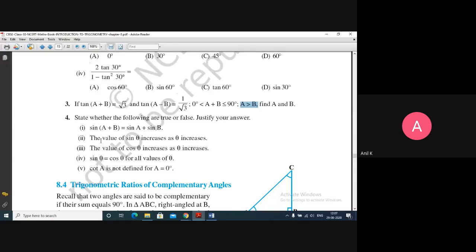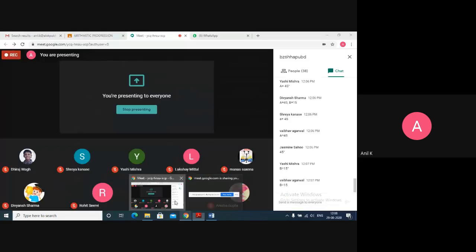Next one is the fourth example. State whether the following are true or false and justify your answer. If I have sine (A + B), will it be equal to sine A plus sine B? Is that true? Just tell me true or false, then we'll discuss why it is true or why it is false.